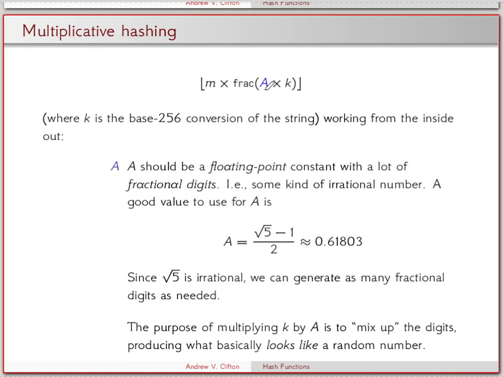Okay, so the first thing is, what the heck is this a thing here? So a is a floating point constant that should have a lot of fractional digits, a lot of stuff going on after the decimal place. Usually some kind of irrational number. A good value to use is based on the golden ratio. So it's the square root of 5 minus 1 divided by 2, which is approximately 0.618. But root 5 is irrational, so that means you can spit out as many fractional digits as we need. The purpose of multiplying k by a, where we do a times k up here, is to basically mix up the digits, so we're getting what looks kind of like a random number.